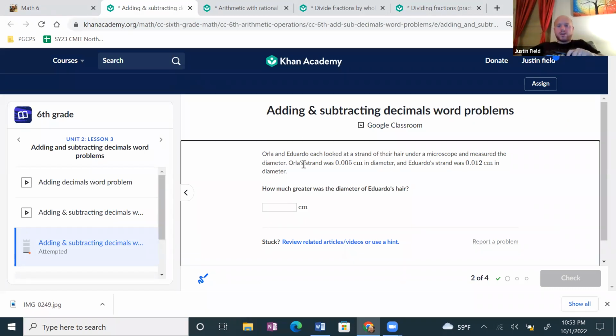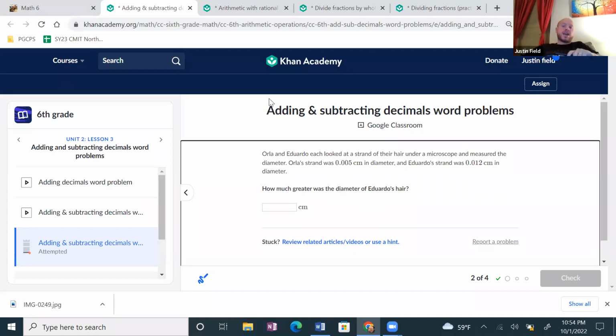Orla and Eduardo each looked at a strand of their hair under a microscope and measured the diameter. Orla's strand was 0.005 centimeters in diameter, and Eduardo's strand was 0.012 centimeters in diameter. How much greater was the diameter of Eduardo's hair?